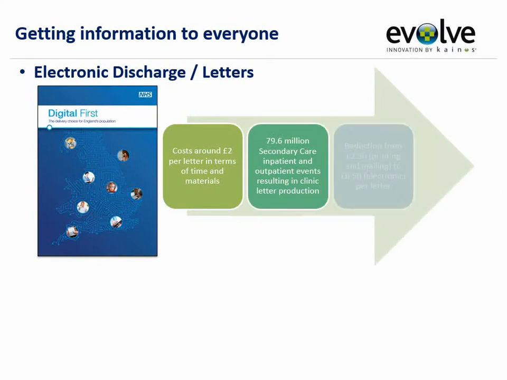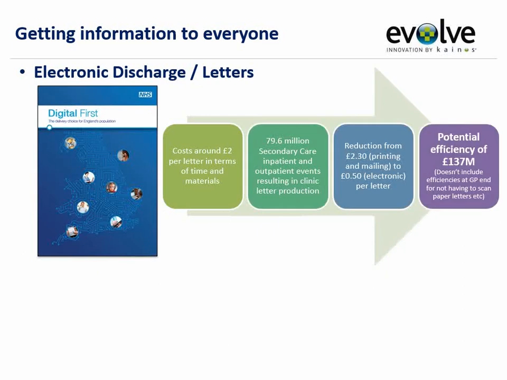And what they saw was that actually if you went to an electronic form of working, you can reduce that £2.30 actually down to about 50p in terms of time and materials for the creation of that letter, leading to a potential saving and a potential efficiency across the NHS of around 137 million. And that doesn't even include the far end, the receiving end, them having to scan it into their particular GP system and all the rest of it. If we can achieve direct sending into the GP system, you know, the benefits are even more than that.